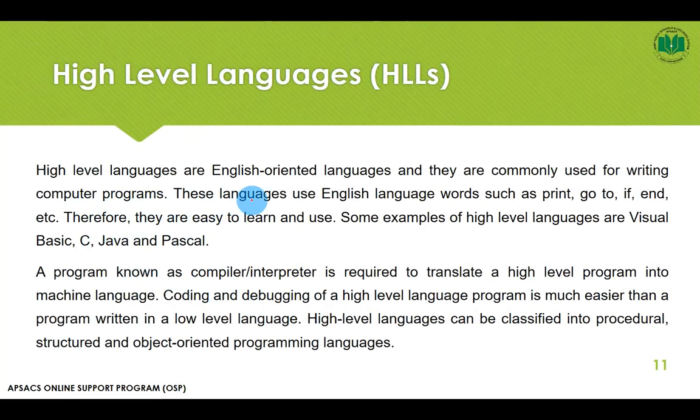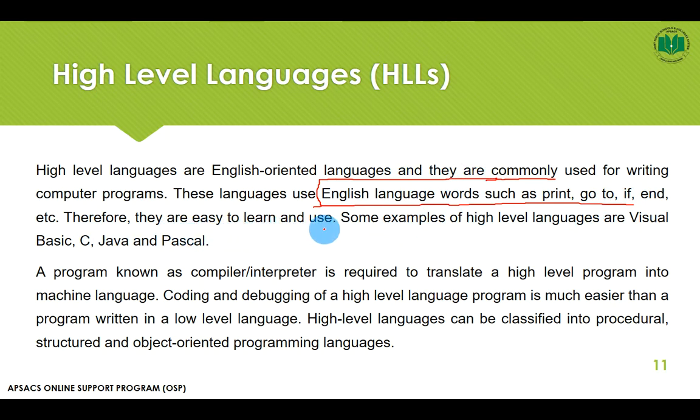High level languages are English oriented languages, and they are commonly used for writing computer programs. Low level languages are not commonly coded nowadays; everyone is using high level languages. These languages use English words such as print, go to, if, else. They are very easy to understand because they are something like the English language, so they are easy to learn and use.